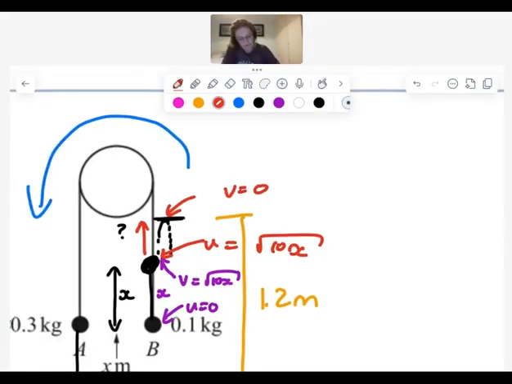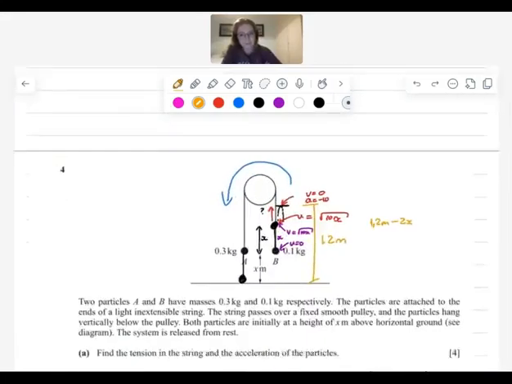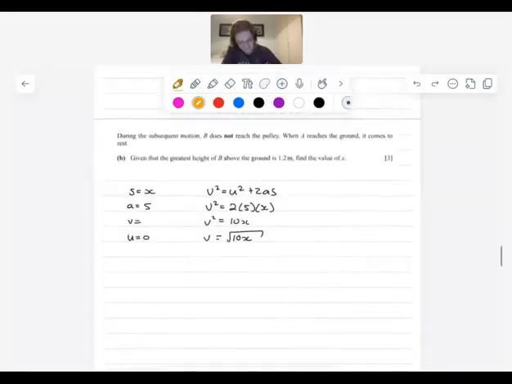Our acceleration is going to be gravity, minus 10. And this is interesting now. What is our distance going to be? If the total distance is 1.2 meters, it's going to be 1.2 meters minus 2x. I don't know if you can see that. If you take away these two x's over here, that's what it's going to leave us with. 1.2 minus 2x. Okay, this is such an interesting question.